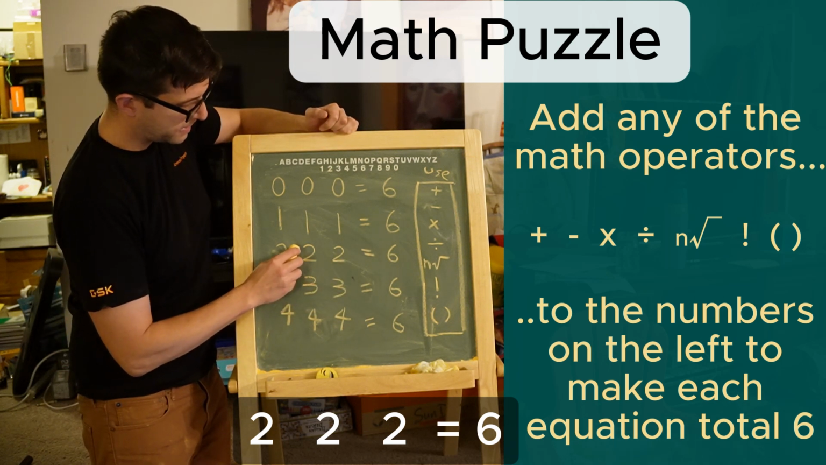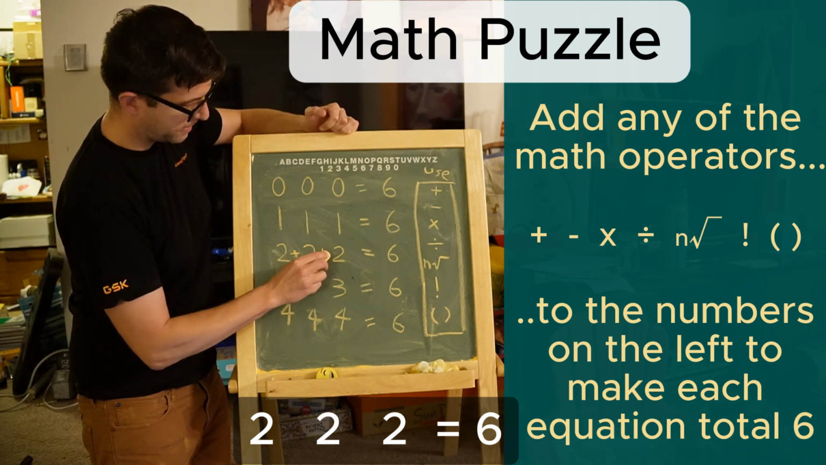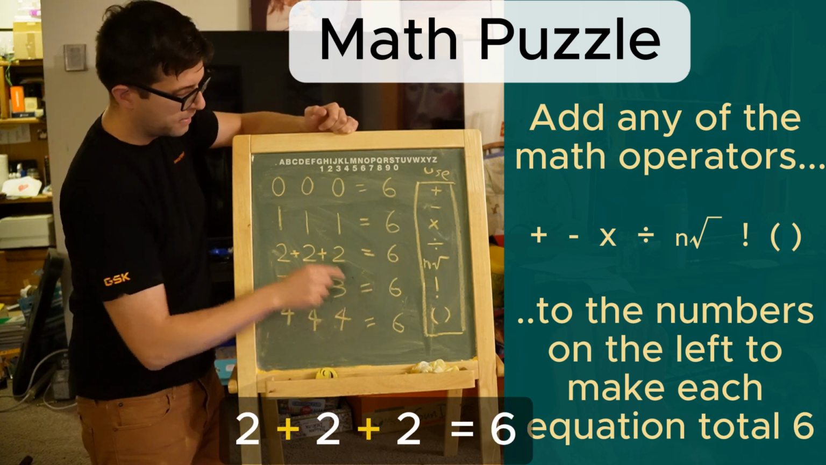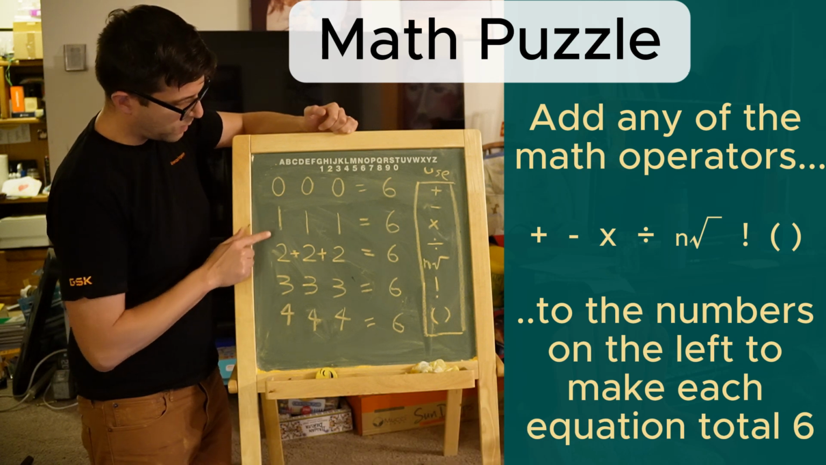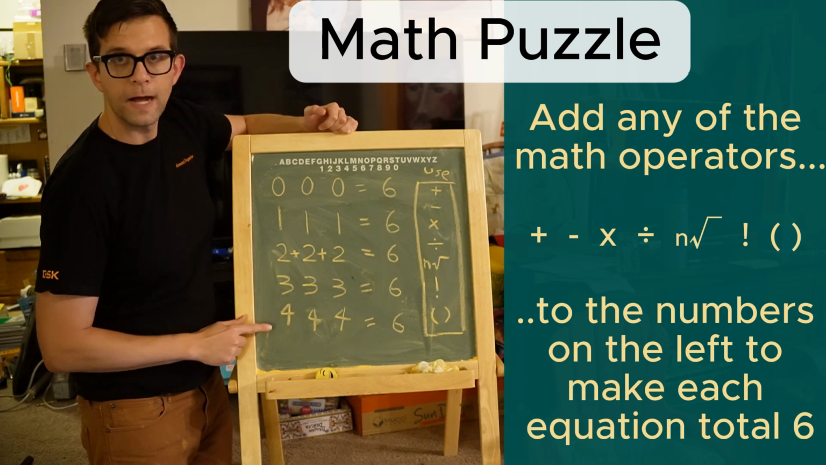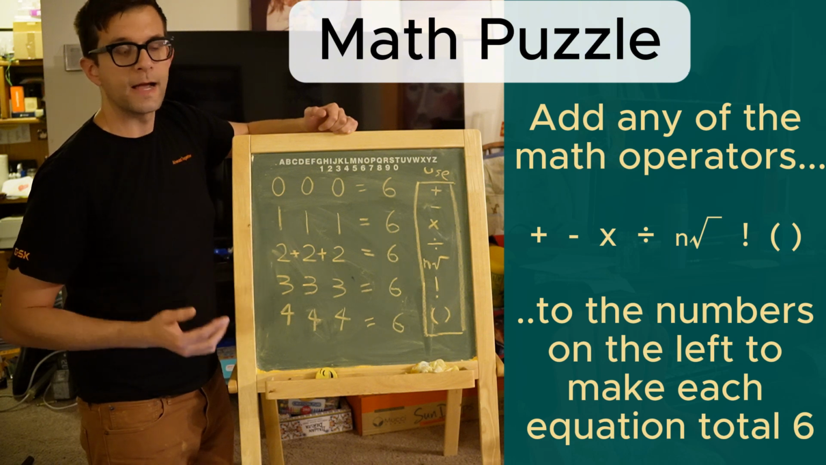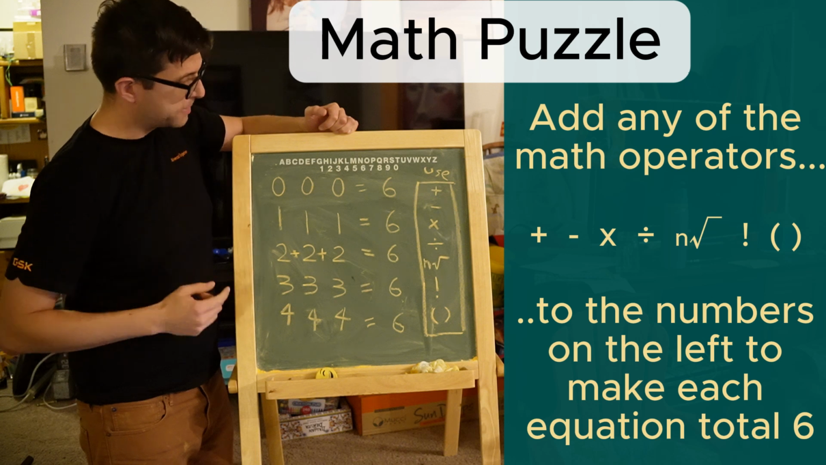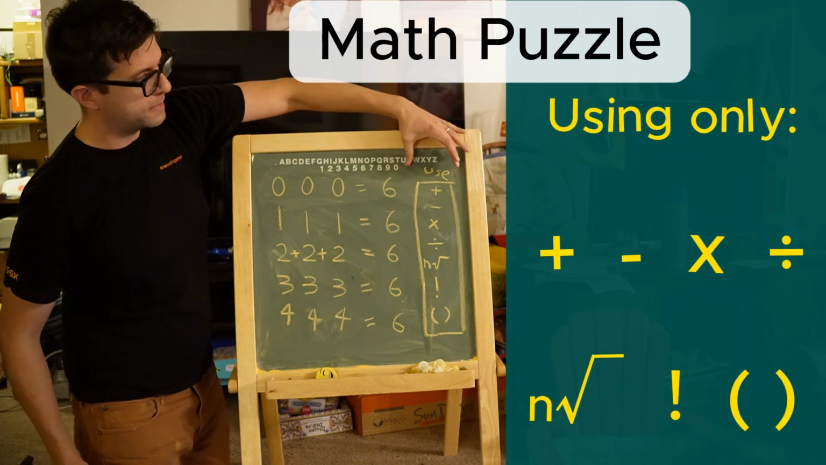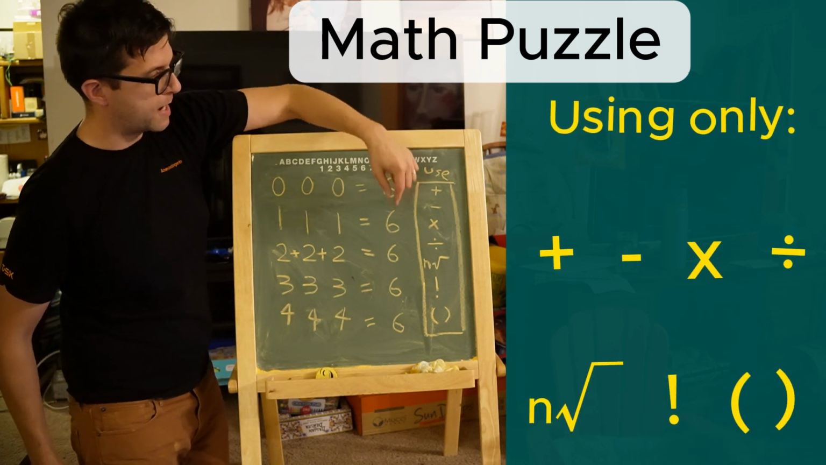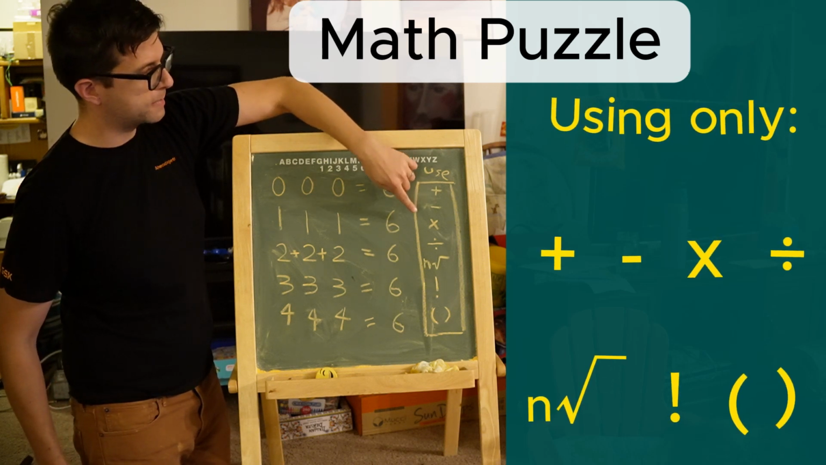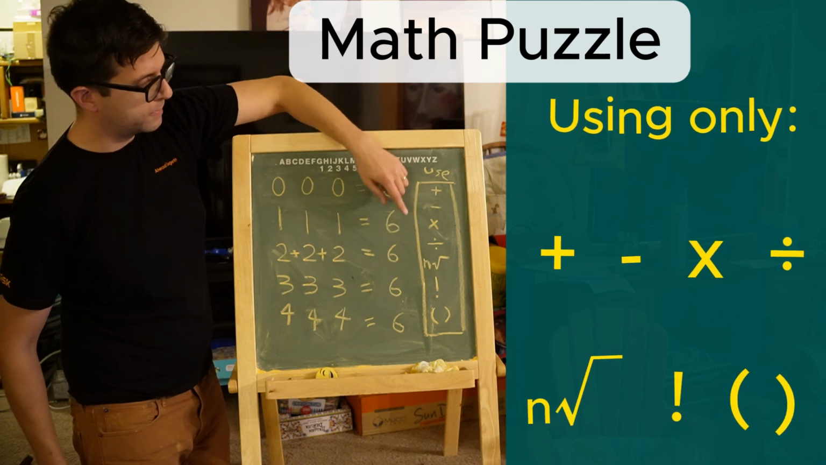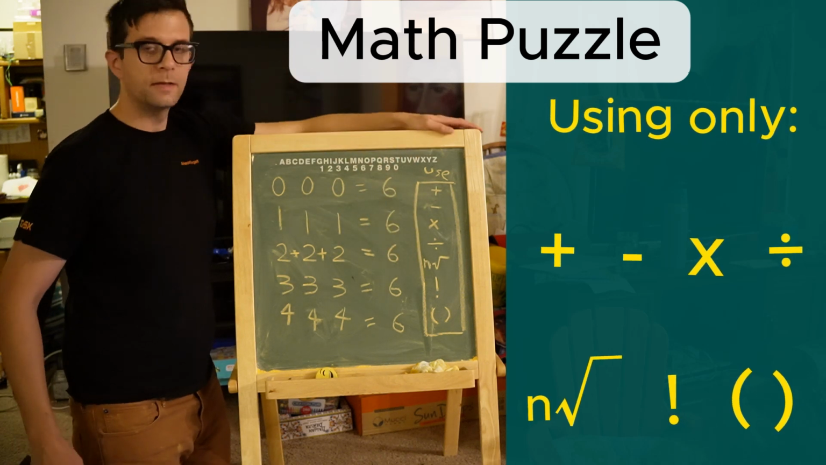If I add a plus here and a plus here, 2 plus 2 plus 2 equals 6. Okay? So we're going to solve this for zeros, ones, twos, threes, fours, 5s, 6s, 7s, 8s, and 9s. I haven't drawn those numbers on here yet, but we'll get to those. And you can only use these mathematical operators shown in the box here. So we can use a plus, minus, multiply, divide, a square root, or any nth root, factorial, and parentheses.